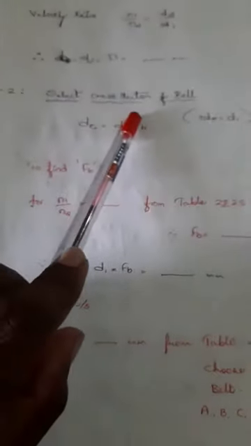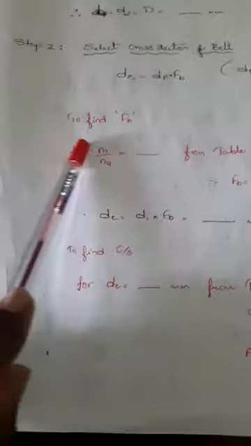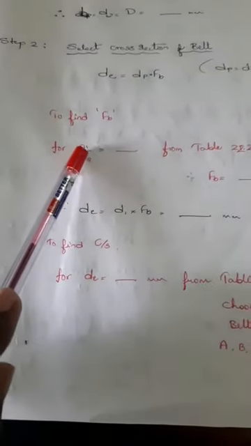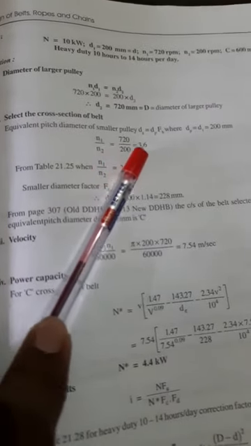Next, step 2, selecting the cross section of the belt. For that you have the formula DE equals DP into FB. DP is nothing but D1. Now to find FB, first take the ratio of N1 by N2. N1 by N2, 720 by 200, is 3.6.